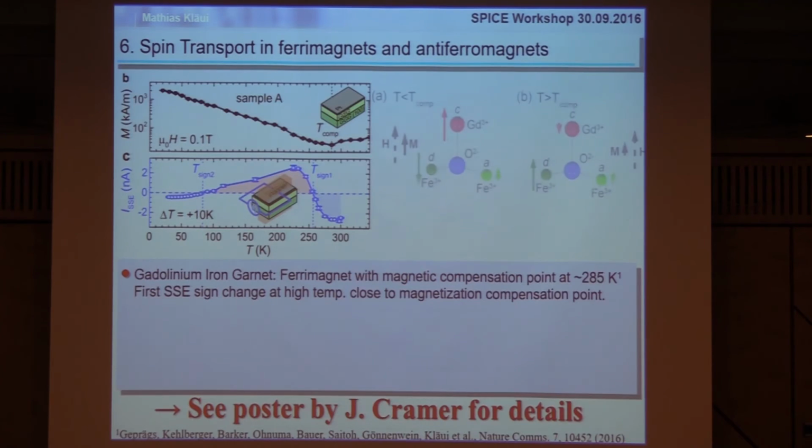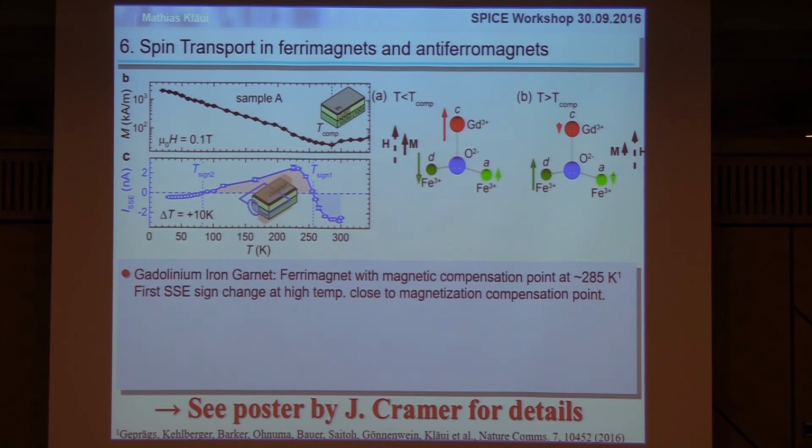OK, and now finally, let's come to transport in and transport through ferromagnets and antiferromagnets. So what we're doing here is looking at spin transport due to thermal spin currents and spin pumping. So this is a ferrimagnet. This is gadolinium iron garnet.